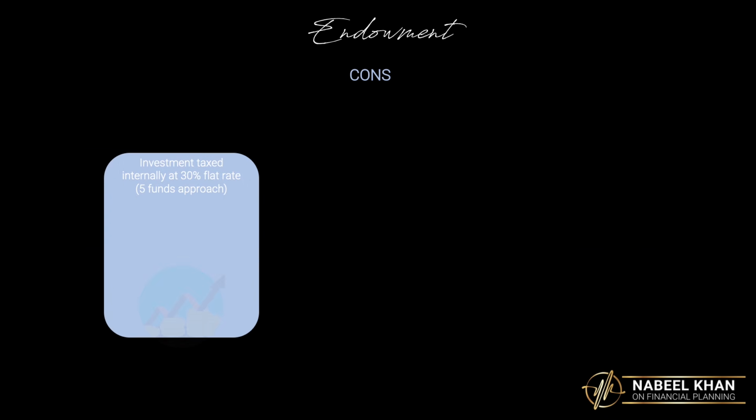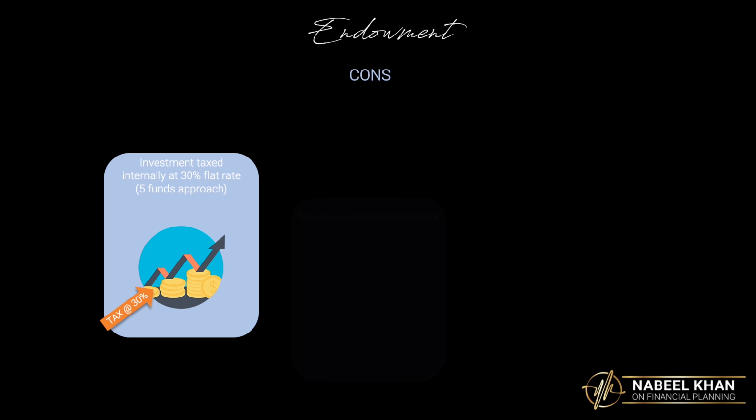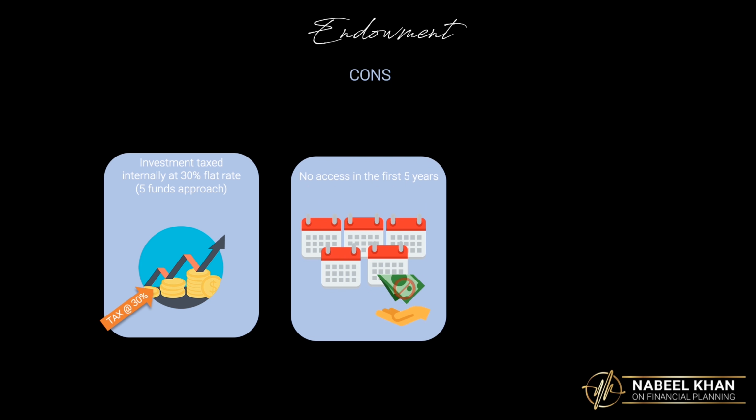Cons: an endowment is taxed internally at 30%. It's a con for people who have endowments that are in a lower tax bracket than 30%, which means they're paying a higher rate of tax on that money when they should very well not be paying that amount in an investment. No access in the first 5 years.